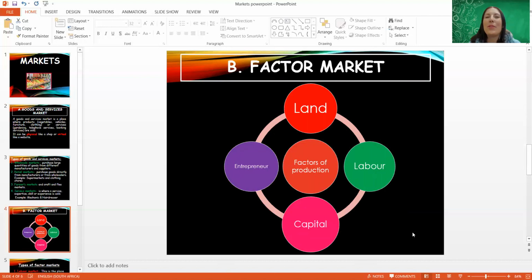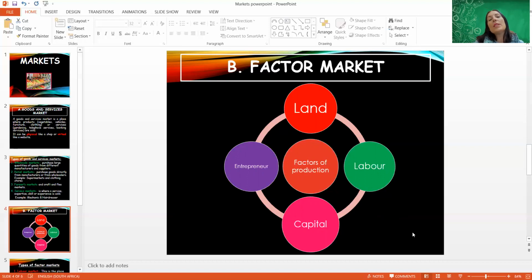Now, by now, you all know the factors of production very well, because we've spent the previous chapter or unit on that. And that is our land or natural resources, labor, capital, and then entrepreneurship. Now, in the factor market, these factors of production are traded between different people. What we normally focus on, just to make it a little bit more understandable, is the factor market where labor is sold, because people offer their labor into the economy and they get rewarded for that.